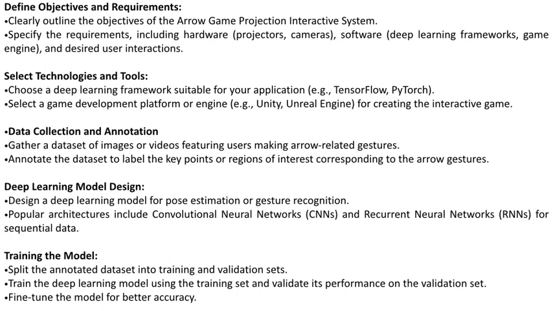And the third one is data collection and annotation. Gather a dataset of images or videos featuring users making arrow related gestures. Annotate the dataset to label the key points or regions of interest corresponding to arrow gestures. Deep learning model design. Design a deep learning model for pose estimation or gesture recognition. Popular architectures include convolutional neural networks and recurrent neural networks for sequential data.